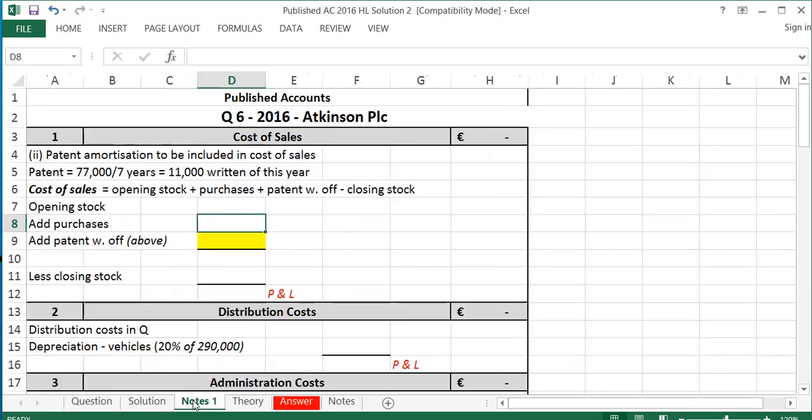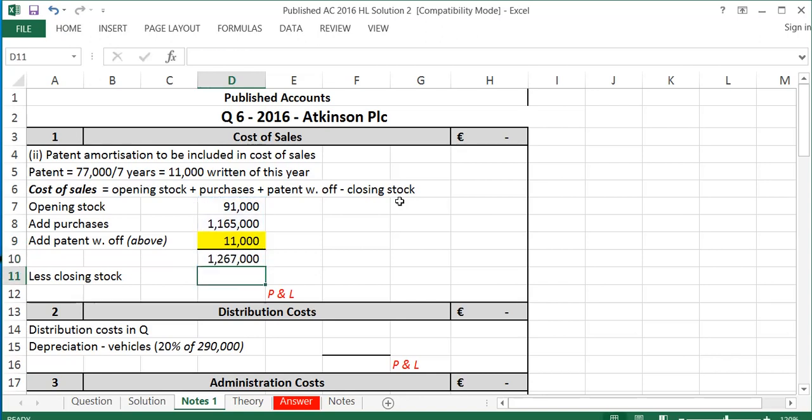So to look at the workings for this, again, we have our usual cost of sales note. When we're working out our cost of sales, we always start off with our opening stock. And our opening stock we will get from the trial balance, and opening stock in this question is 91,000. Then I'm going to add my purchases, which again are coming from the trial balance. The purchases are 1,165,000, but the patents written off or amortized also have to go in here. So the 11,000 also has to go there.